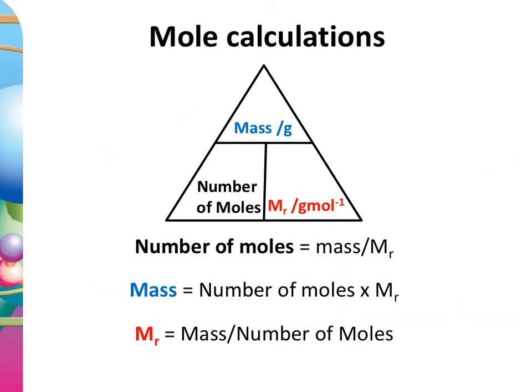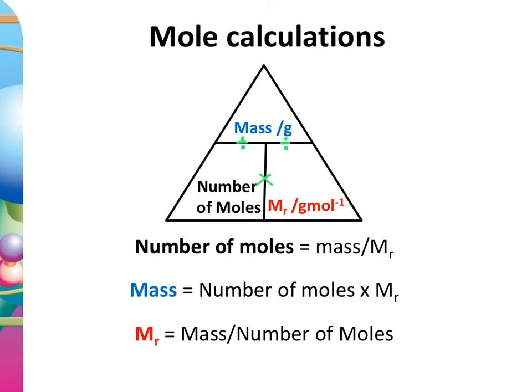I'm sure you've seen this triangle before. It's a way of bringing together mass, MR, and number of moles. So we can use that triangle. Mass is going to be number of moles times MR. So I'll just add in a times there, and then what we've got here is divide, and hopefully you know how to use these triangles.